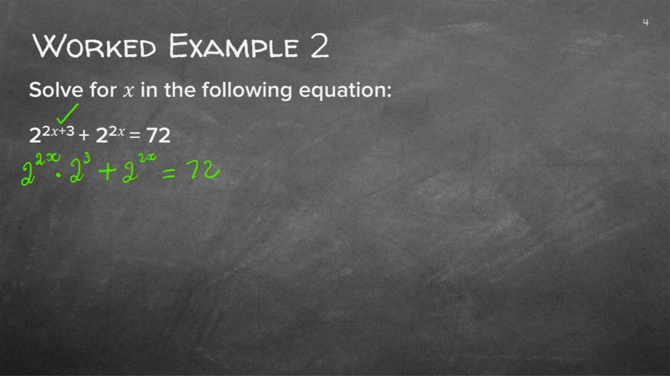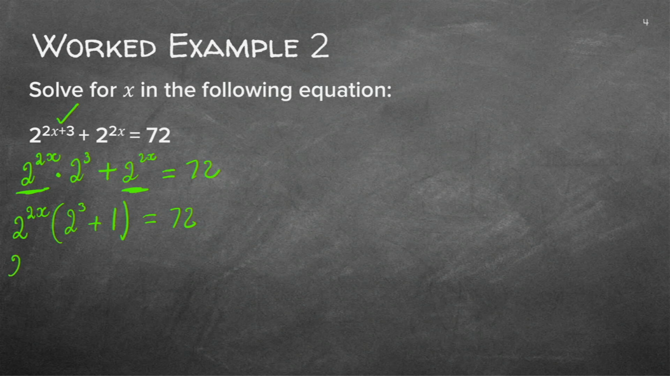And as we move on, we check for any common factors. So I have 2 to the power of 2x on one side and also 2 to the power of 2x on the other side. So this becomes 2 to the power of 2x, take out a common factor, and you are left with 2 to the power of 3 plus 1, and this equals 72.